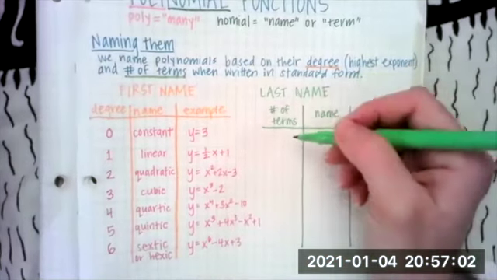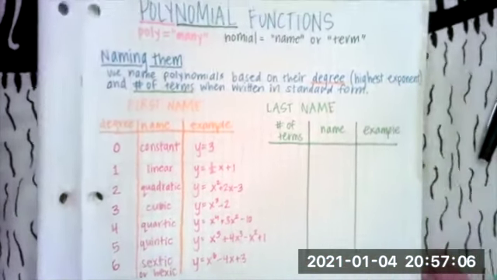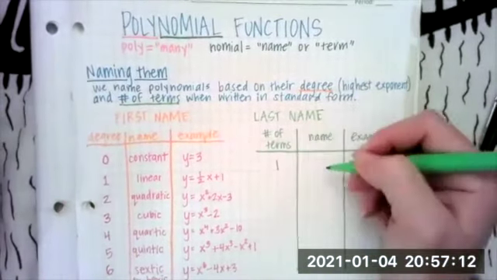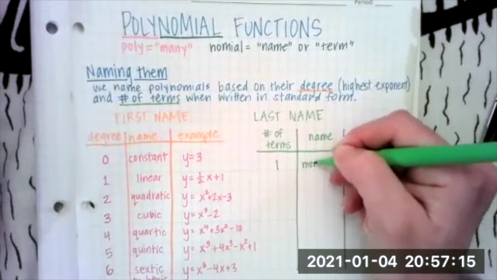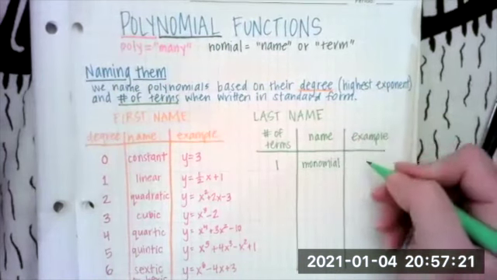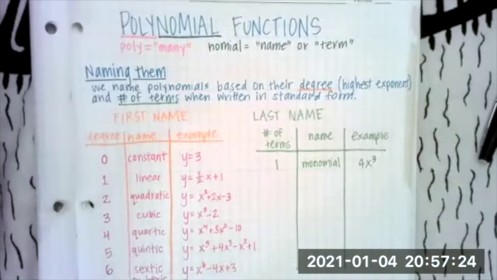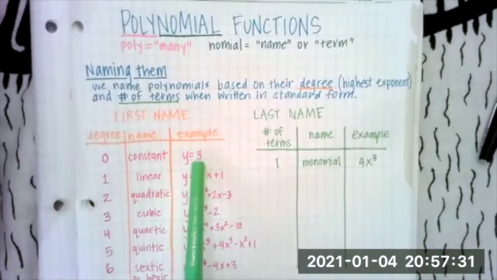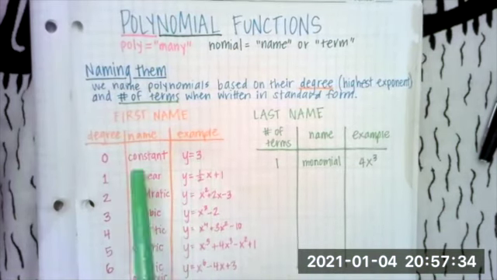We can't have 0 terms. I'm not going to start at 0 because it would just not be there. If there were 0 terms, it would be invisible, and it wouldn't even be a polynomial. But if there is one term, we call that a monomial. An example of a monomial would be like 4x cubed. There's only one term. This over here is a constant monomial because there's only one term and it is degree 0.